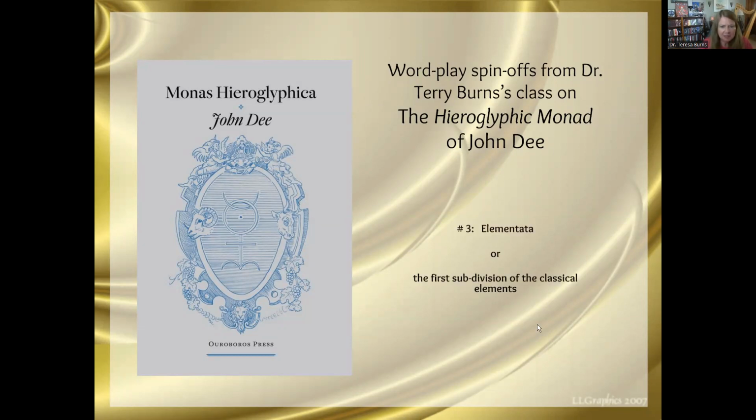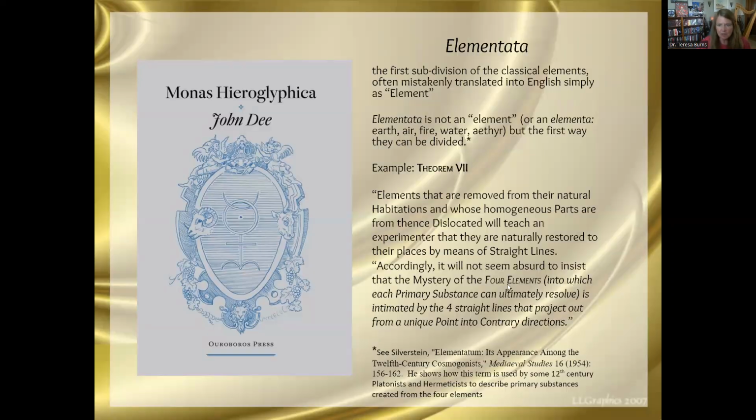Elementata is a word in Latin that refers in medieval Latin to the first subdivision of the classical elements. It's used a lot in the 12th century. It's used by people like Roger Bacon, who is one of John Dee's heroes. So a lot of times it is mistakenly translated into English simply as element. In fact, in every translation of the Hieroglyphic Monad until the one that Dr. Turner and I did, it is mistakenly translated.